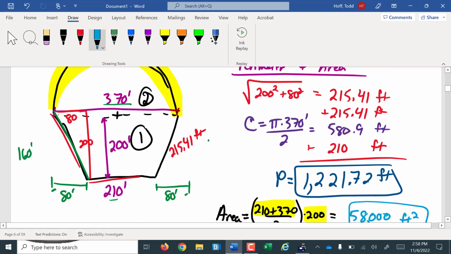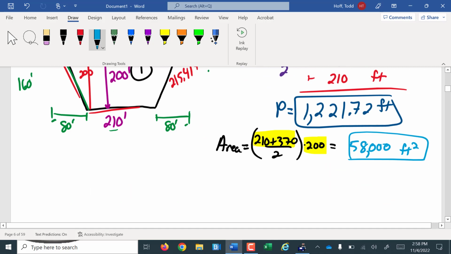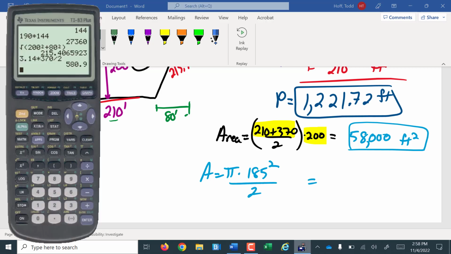How about for the half circle up there? Well, for area of a circle, we don't need the diameter, we need the radius. How do we find the radius? So what is the radius here? 185. Good. So the area of that circle will be pi times 185 squared, and of course, divided by 2 because only half is circle.